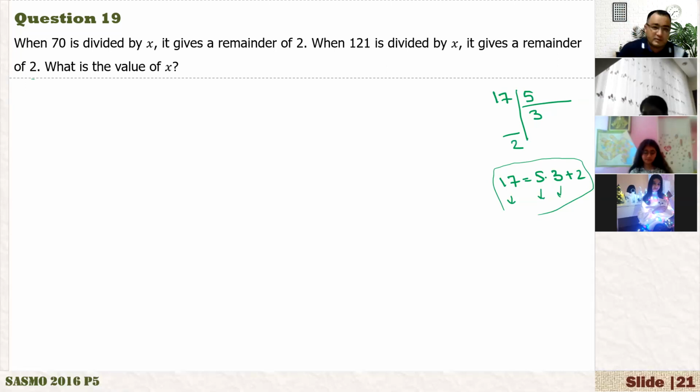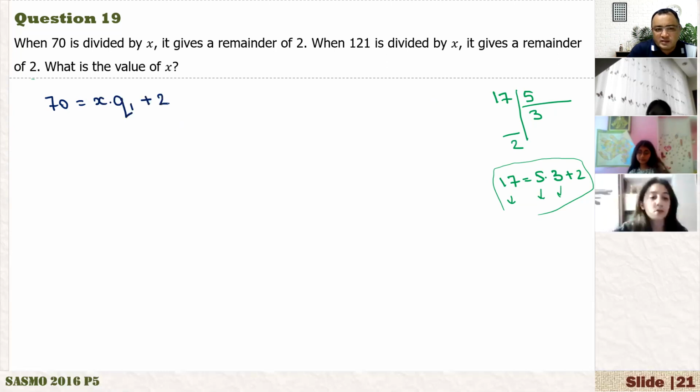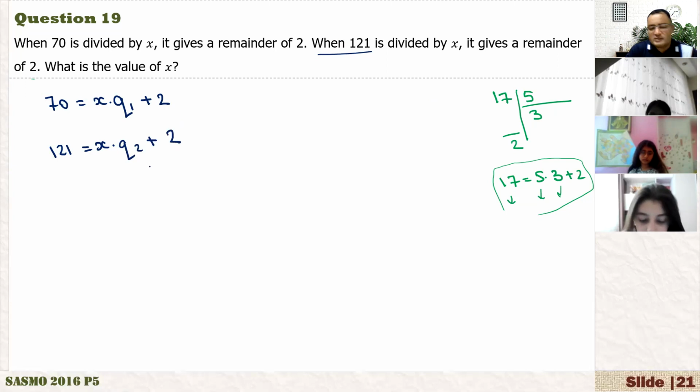So I'm going to show you the best method, how we can do any question in the shortest way. By this rule, if you divide 70 by x, here we have some quotient, let me denote it by q1, and the remainder is 2. And it's saying that 121 is divided by x again, and we have another quotient, and again the remainder is 2. Now if I subtract side by side, 121 minus 70 is equal to 51, and 2 minus 2 is equal to 0.